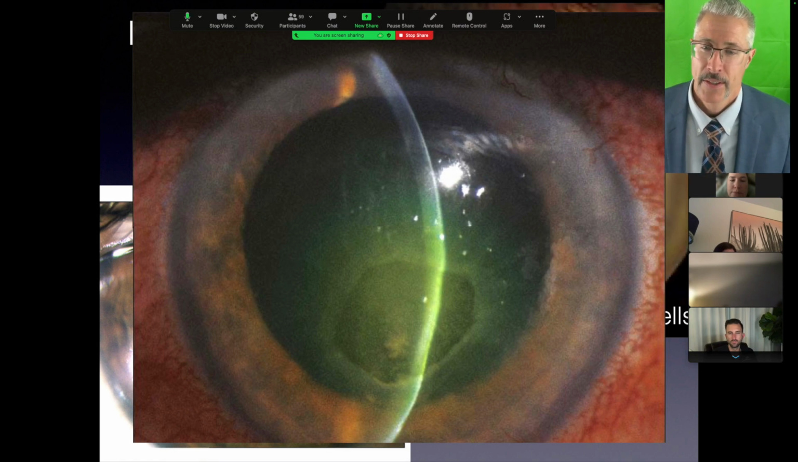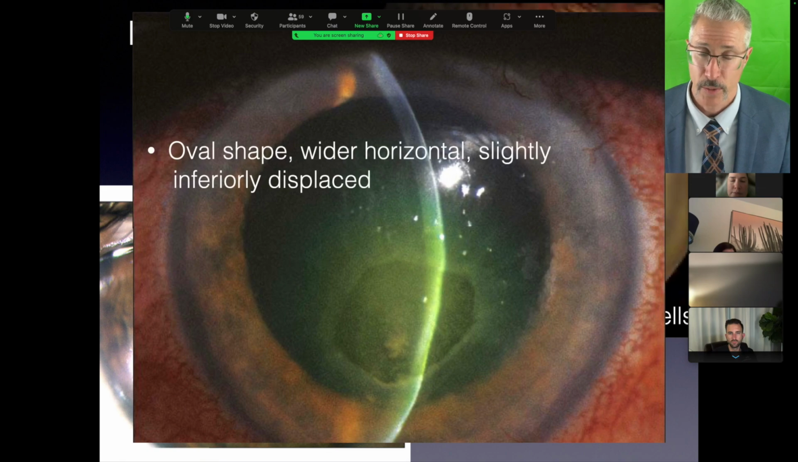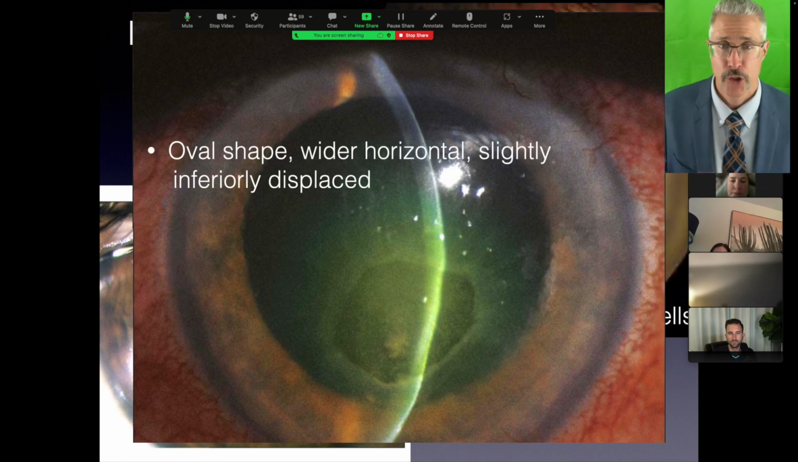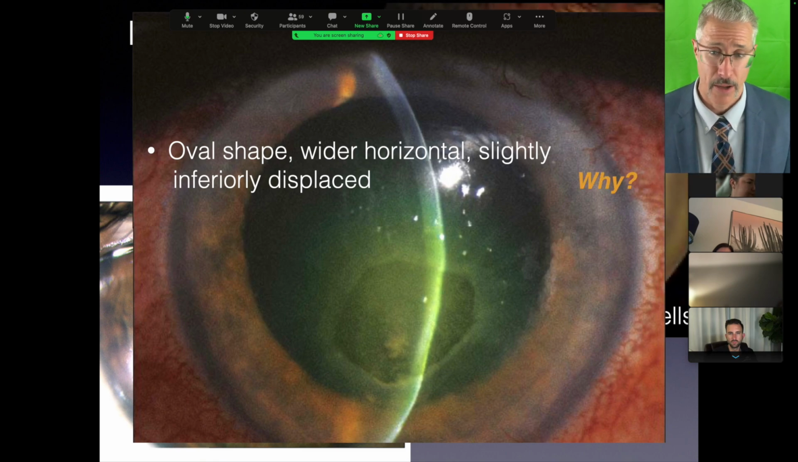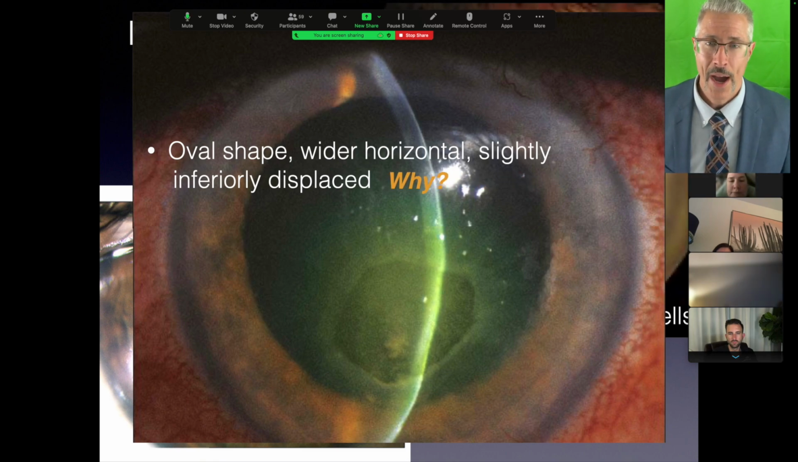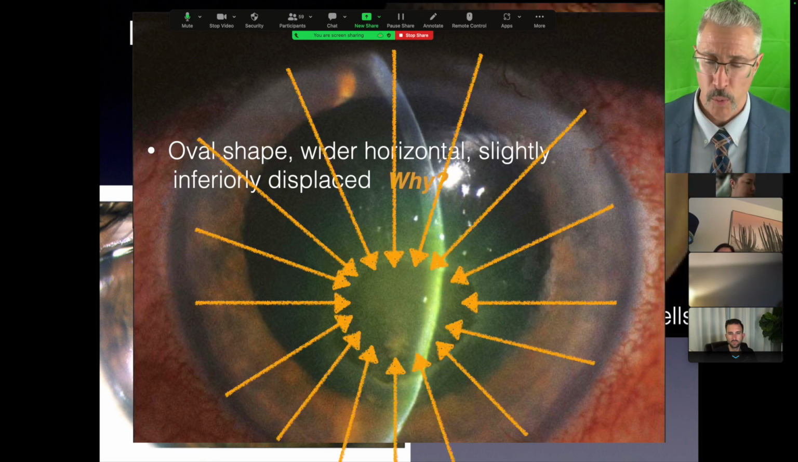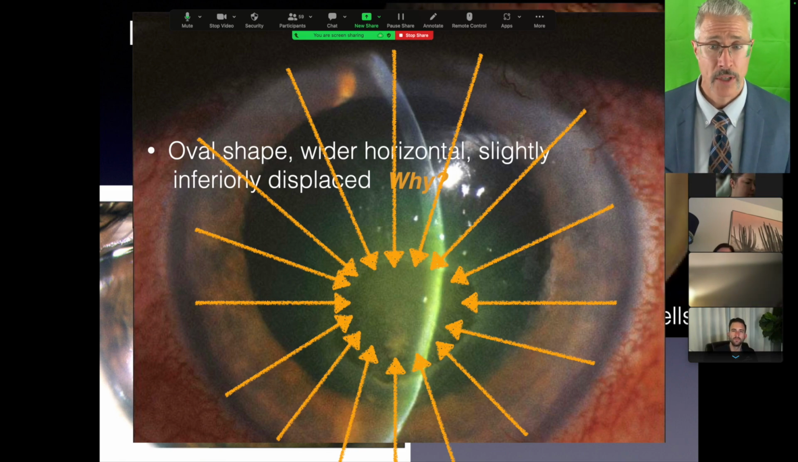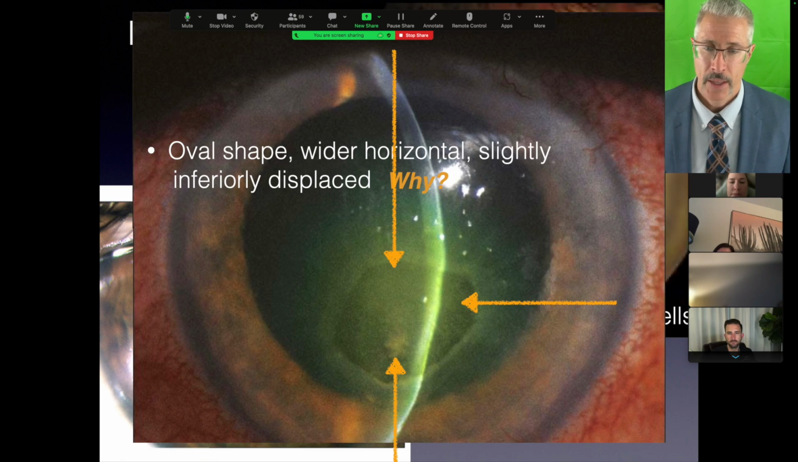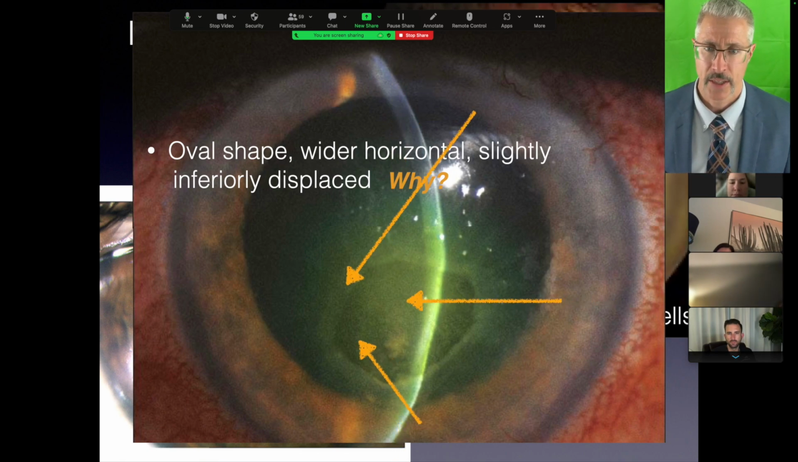All right. So, from epi defect to this big old classic oval defect, we're going to show you why. The treatment is elucidated by the exam features to some degree. I'll show you what I mean. Why is it displaced inferiorly and wider horizontally? Let's measure the growth arcs. It looks like it's growing a longer distance superiorly than from the other locations.